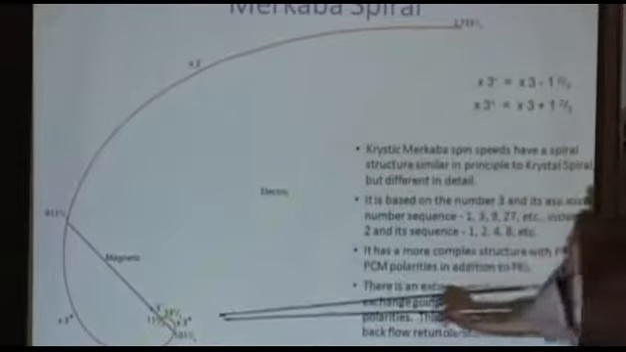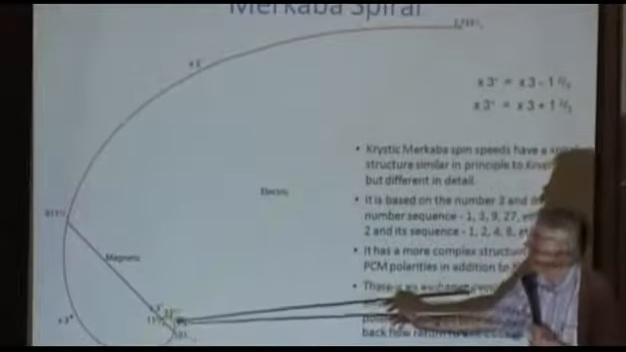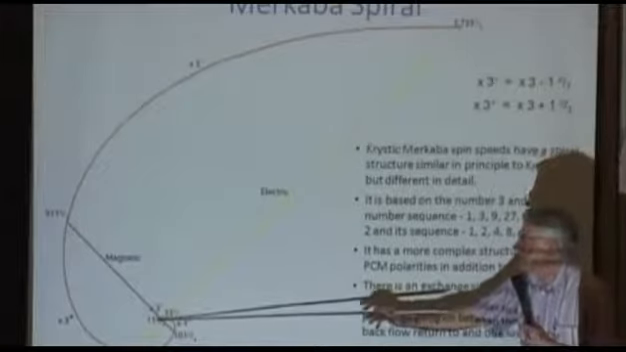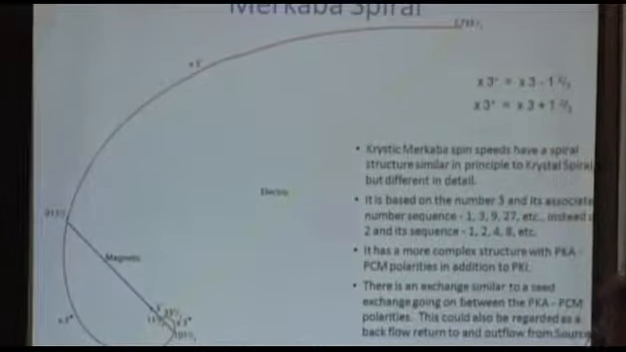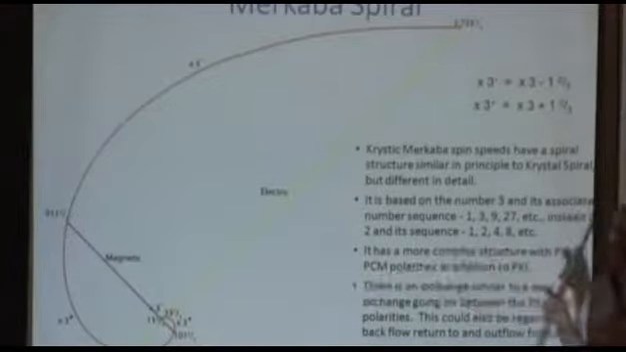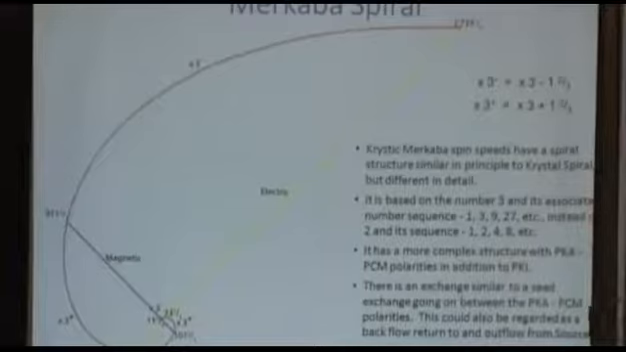So the stages of expansion are by 3. So from magnetic to electrical is by 3, and so on. Not exactly 3, but 3 and giving a seed, and 3 and returning a seed. So because we have polarities involved, we have a seed exchange going on, which complicates the spiral a little bit.